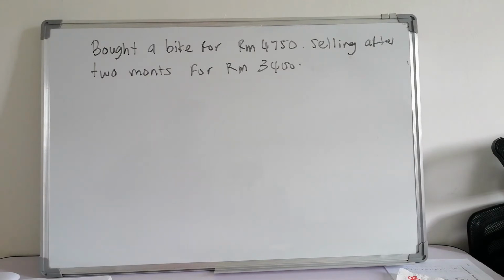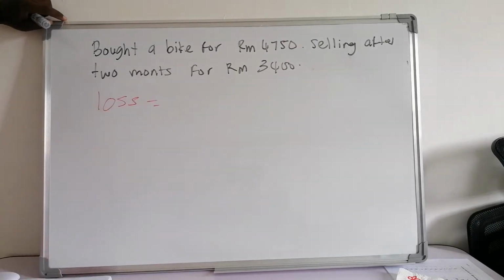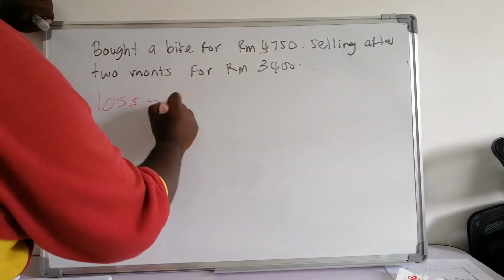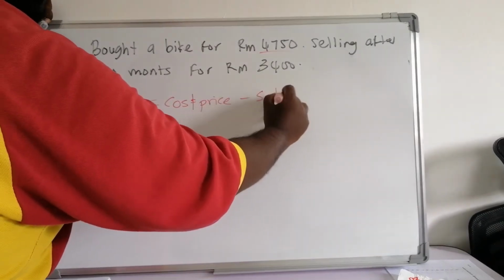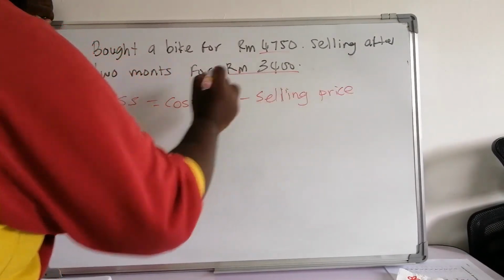Okay, we continue with the second question. Someone bought a bike for 4,750 and sold it after 2 months for 3,400. They're asking us to find the loss. Loss also has a formula. What is the formula of loss? It's cost price minus selling price.